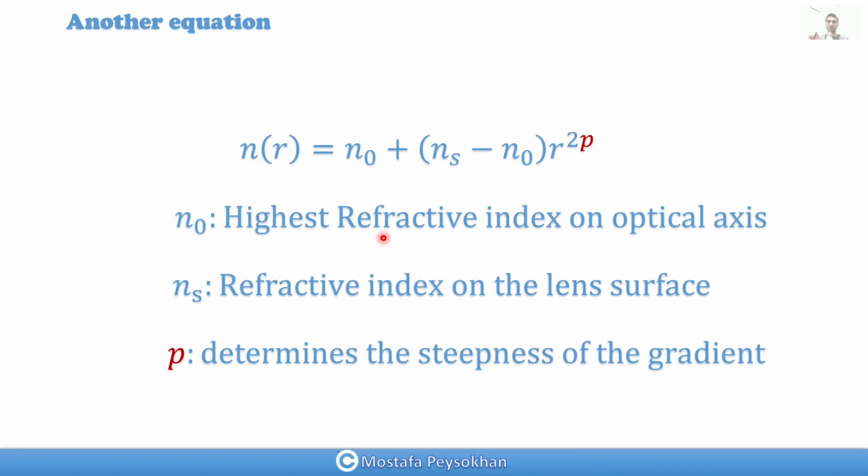This equation is just for when you move along the optical axis: n0 plus (ns minus n0) times r to the power of 2p. So n0 is the highest refractive index on the optical axis, which should be at the center, because as I said, the refractive index is high and then decreases toward the edge. ns is the refractive index on the lens surface, and p determines the steepness of the gradient. When you have a high p, the refractive index goes down very fast. So this is representative of the rate of change in refractive index.